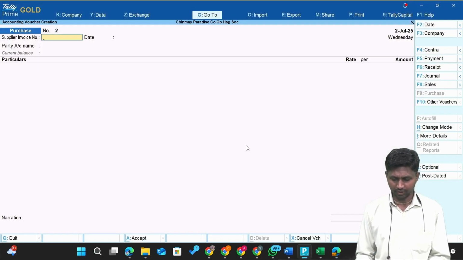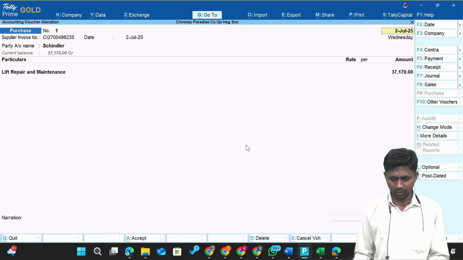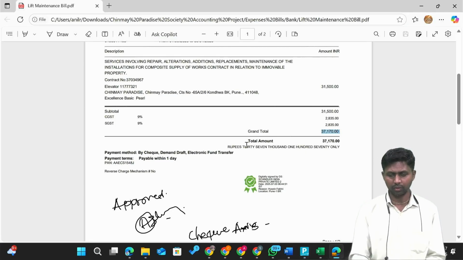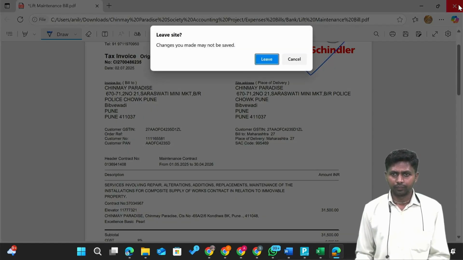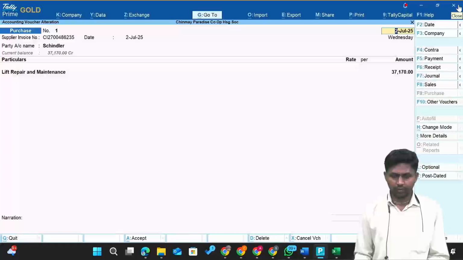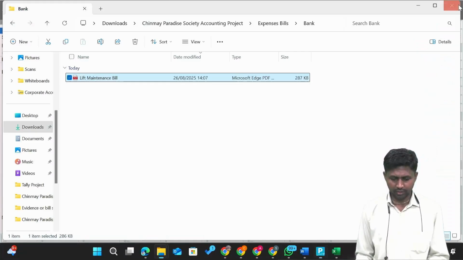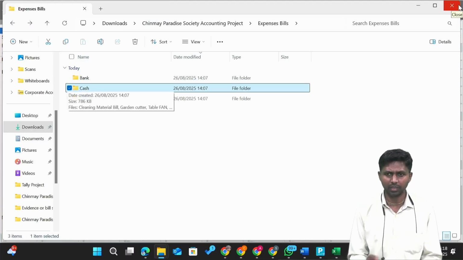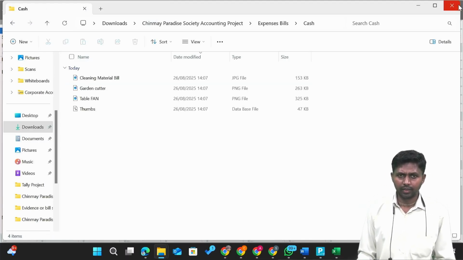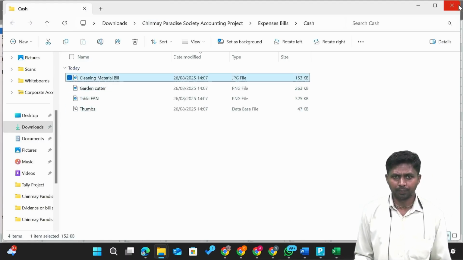Now, after passing this entry, obviously, you can write here on the bill itself that we have entered. Like this, you can write or you can mark. Okay, accept, entered. After passing this entry, next entry, then this bank vouchers are over. Basically, we have only one. And then in the cash, we have 3 to 4 bills.